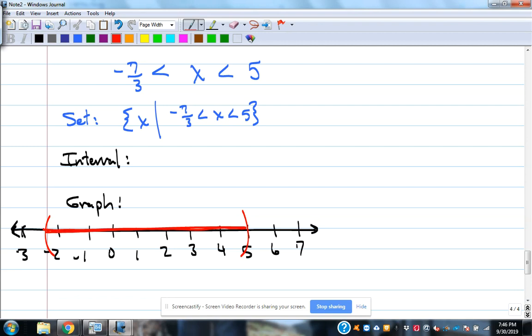So the interval notation, super easy, -7/3, comma 5. Looks like an ordered pair, but it's an interval. That's where the folks get confused sometimes, because it starts blurring lines when you interval notation, ordered pair. We're solving inequalities, so you know it's an interval. Pretty easy thing.